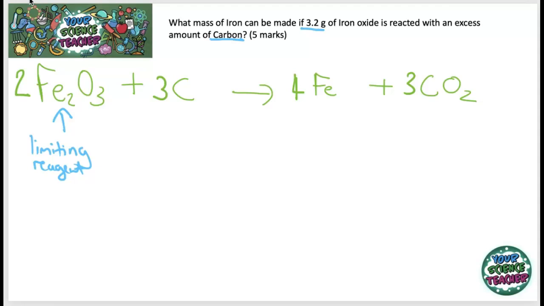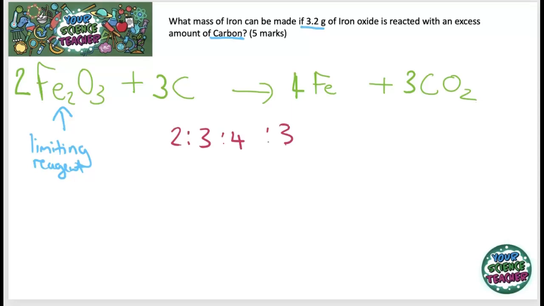Now, we learned how to balance equations, but these numbers in front of our reagents are incredibly important, as these are the ratios that we have between each reagent. So I've got 2 iron oxide for every 3 carbon, to every 4 iron, to every 3 carbon dioxide. So if we have a look at the iron oxide to iron, because that's what's important for this question, for every 2 moles of iron oxide I will make 4 moles of iron, which is going to be incredibly important for this question.